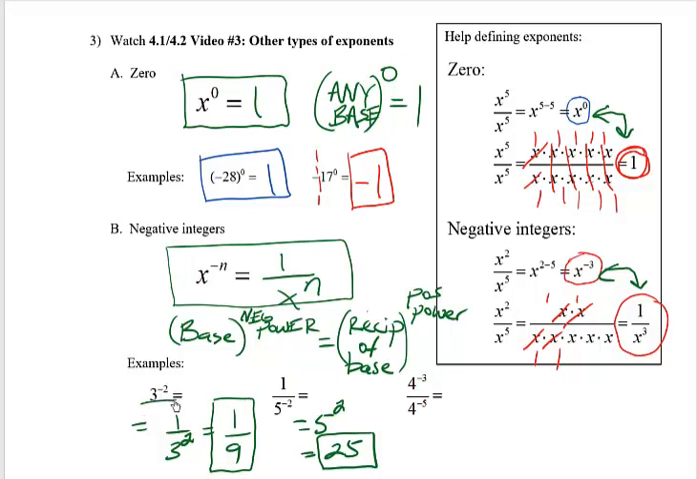If you take a look at these two examples, essentially all we're saying is this. If your base is on the top with a negative exponent, it's going to move to the bottom, and your exponent is going to change sign. If your base was on the bottom, then it's going to move to the top, and the exponent will change sign. Take a look at this final example.